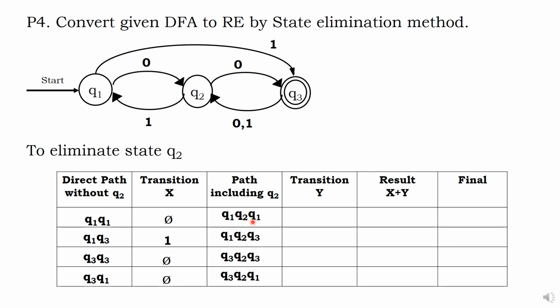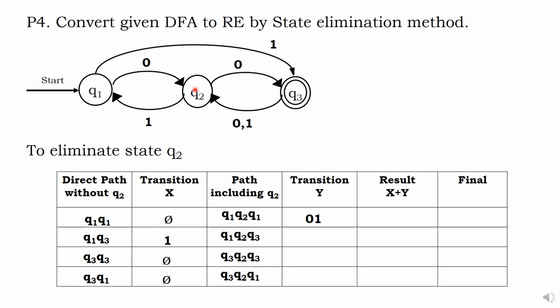Q1, Q2, Q1. Start from Q1, go to Q2, come back to Q1. Is it not 0 and 1? Yes, it may look like parallel. Sorry, my dear, the arrow mark is different. First this 0, after that this one. So 0 dot 1. Ready. Next, Q1, Q2, Q3.